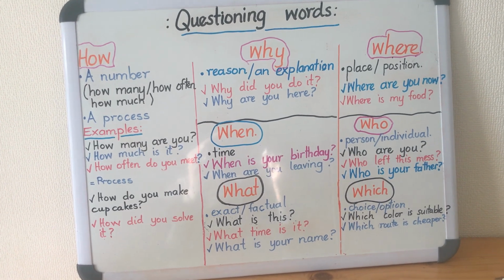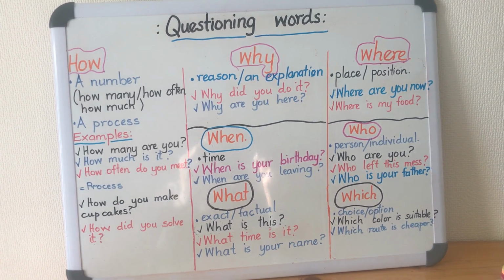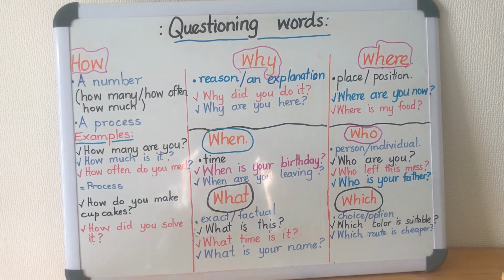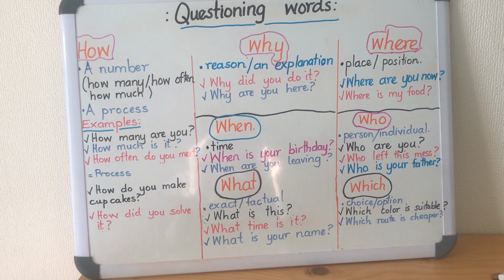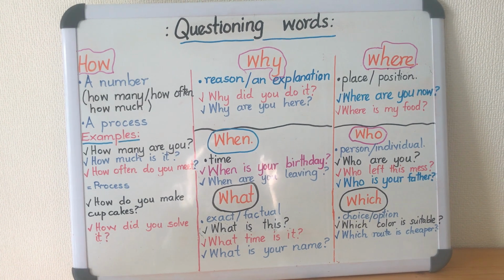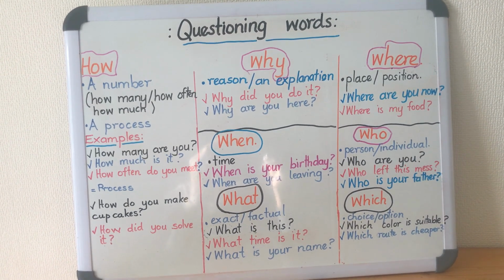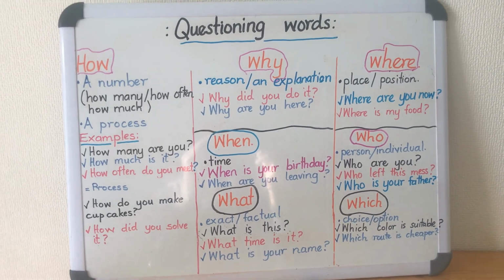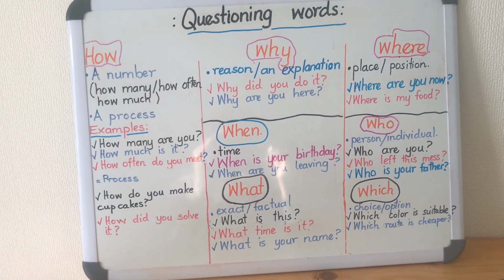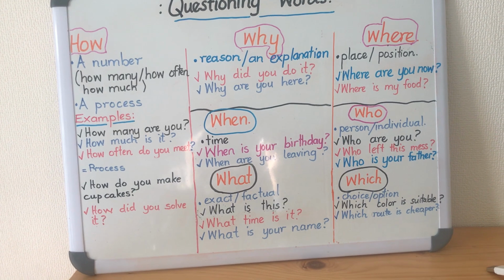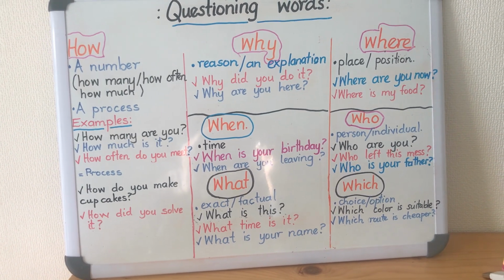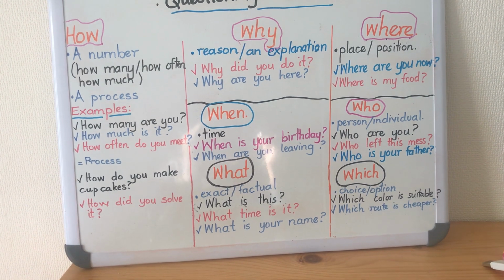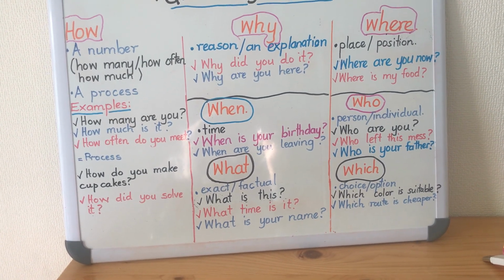What is your name? Does someone need to think about their name? Unless maybe you're talking to these small children who have not yet mastered their names. But anyone would quickly spit out their name when they ask that question. The next one is where. The next questioning word, I'm sure that's the fifth one. Place or position. Where are you now?